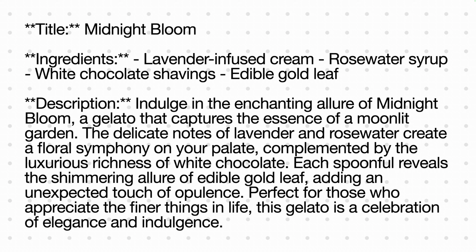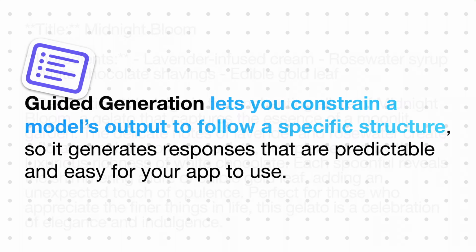And it's a lot of work to write code to extract all of this information. And even if we write that code, it might not be good code because it's going to be really error prone. You can't be certain that the model is going to give you the same kind of output again. And it's going to be a huge mess. That's where guided generation comes in. Guided generation lets you constrain a model's output to follow a specific structure. This allows you to make sure that the model generates responses that are predictable and easy for your app to use. So let's take a look at what this might look like.